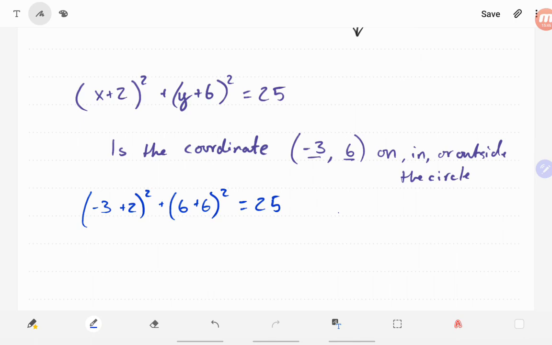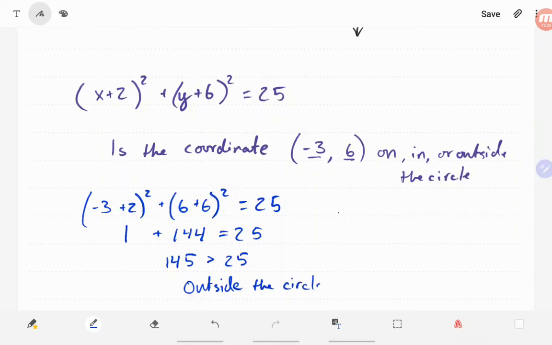Well, let's see. What's -3 plus 2? That's -1, squared is 1. What is 6 plus 6? That's 12, and 12 squared, 12 times 12, is 144. Is that equal to 25? No. This is actually 145, which is greater than 25. What does that tell us? Since it is larger, this coordinate is outside the circle.